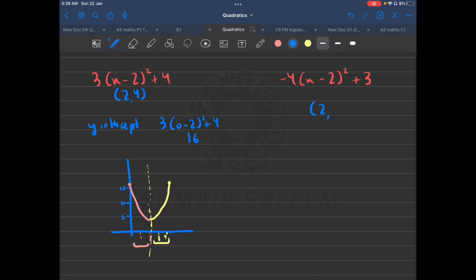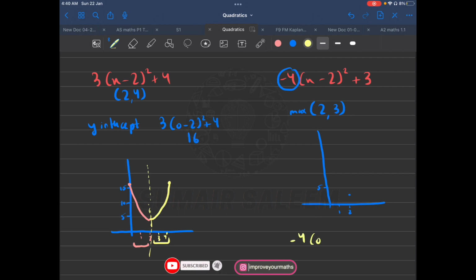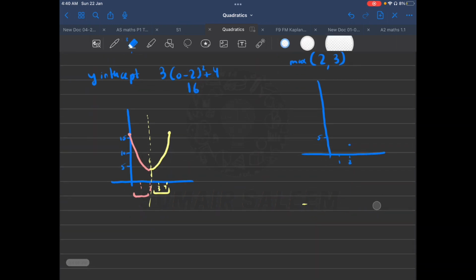What's my turning point? 2 comma 3. It's minus, which means it's maximum. So let's mark this point first. 2 comma 3. That's going to be here. Now let's find out the y-intercept. At the y-intercept, x is 0. Let's plug in that. So guys, my answer will be minus 16 plus 3. That's what? Minus 13. So minus 13 will lie, minus 5, minus 10, minus 15. Minus 13 will lie somewhat here.